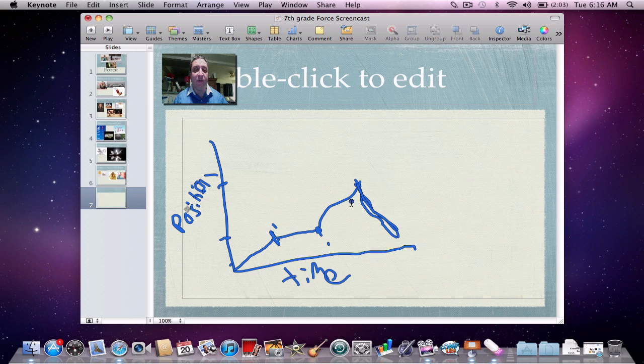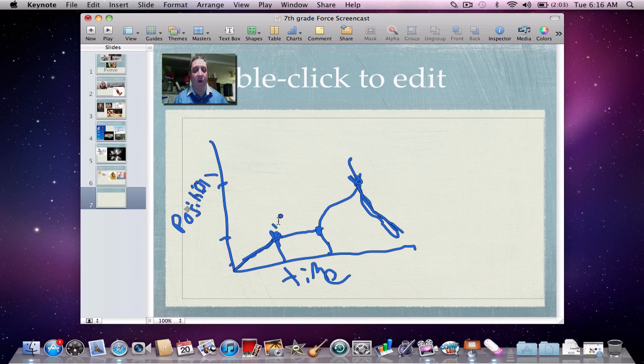So this is very, very important, that you can look at a graph and realize where forces are applied, because there's acceleration. This is positive acceleration. I'm going in a positive direction. This is negative acceleration. Where I go here, my velocity is the same.